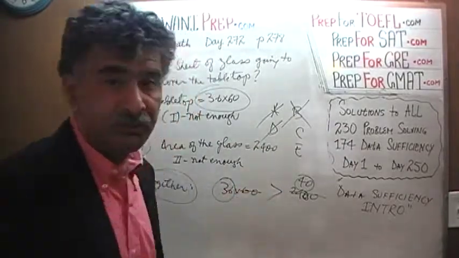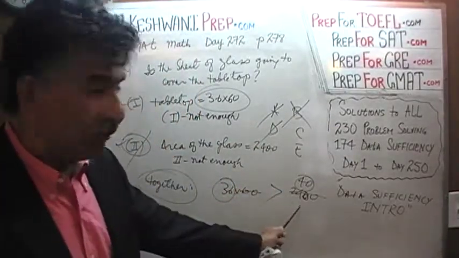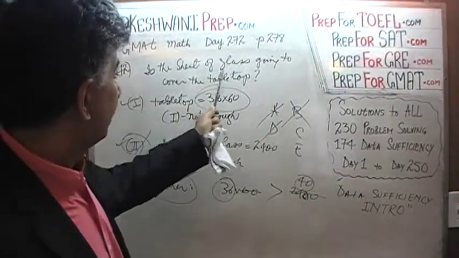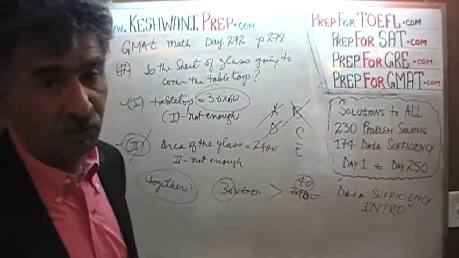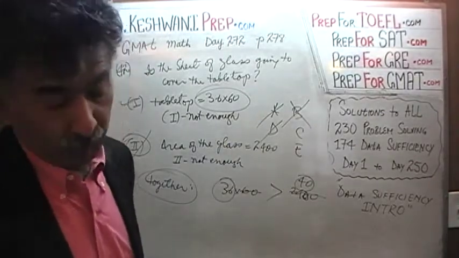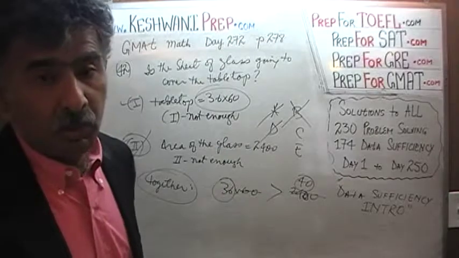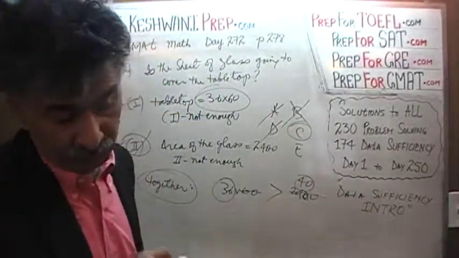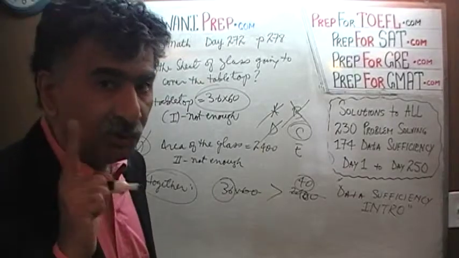Here, you might be able to say, well, this is not going to happen because we have more glass than what we need, and therefore the answer is no. Is the sheet of glass going to cover the tabletop? The answer is no, because it's going to hang outside. And because you're able to tell me yes or no, you might be tempted to say that the answer is C, because it's going to hang out. Where they're going to get you is this part.